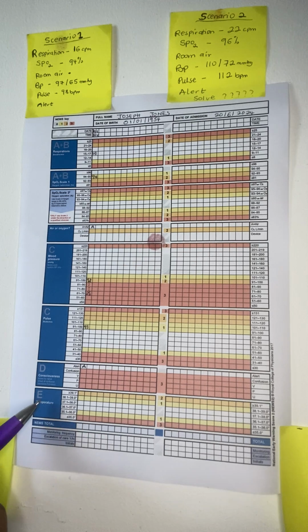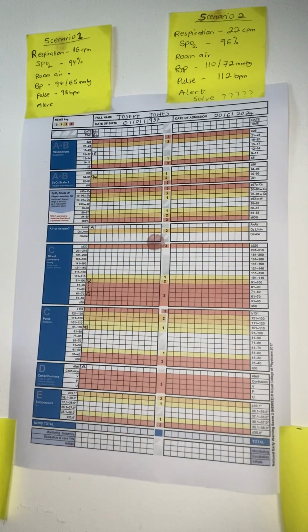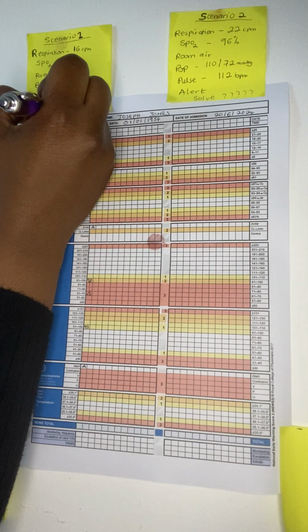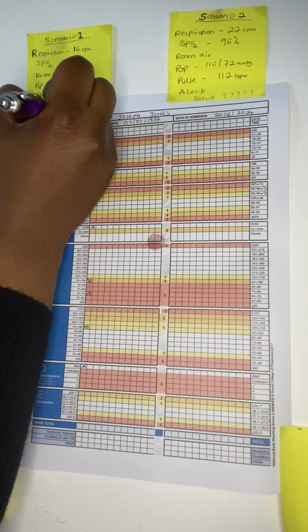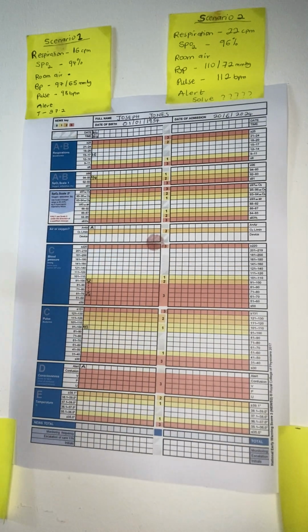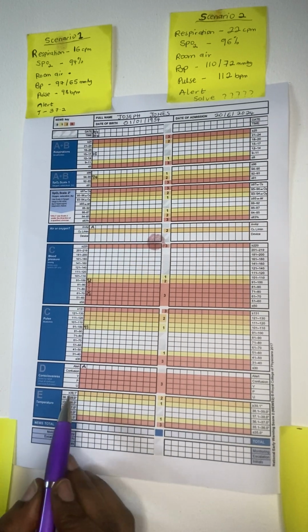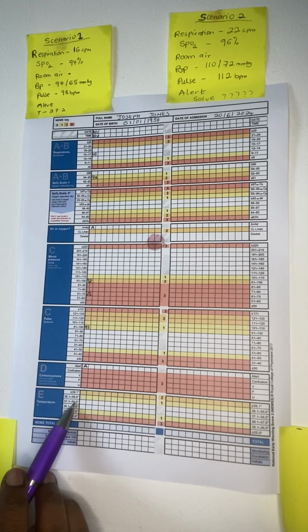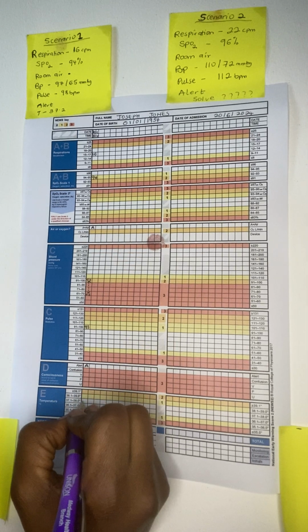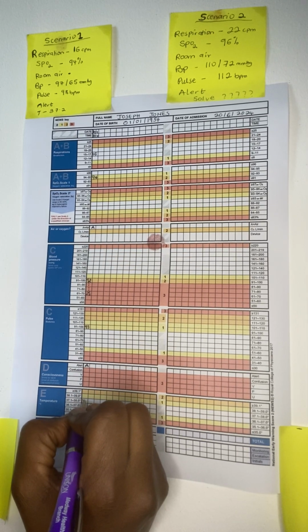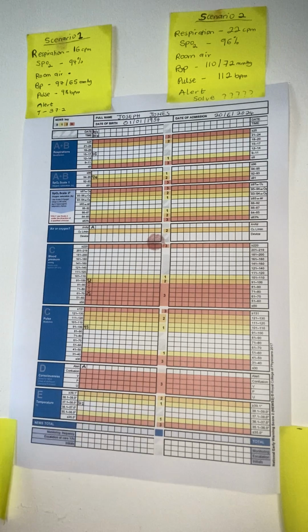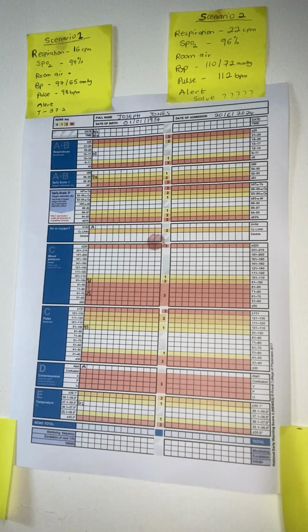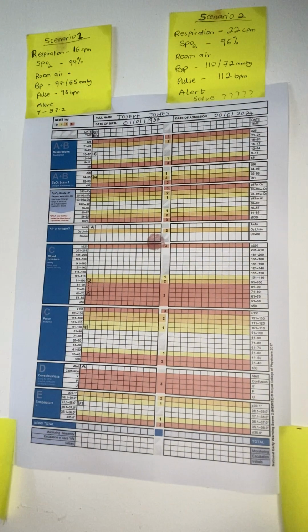Okay, then the last one is the temperature. Oh, I forgot to put temperature. So let's assume the temperature is 37.2. Okay, so temperature is 37.2. Where will you put it? 37.2 is between 37.1 and 38.0. So I'll write 37.2 here. Okay, lovely. This is well written, accurately written. Lovely. Now you finished with it.